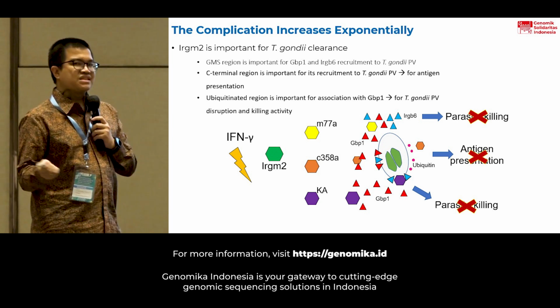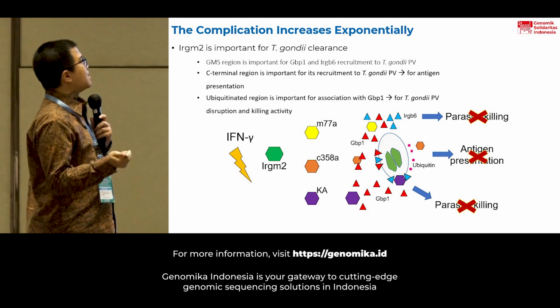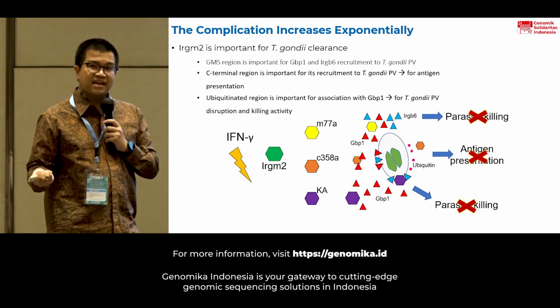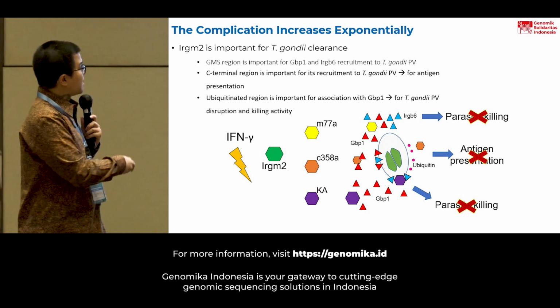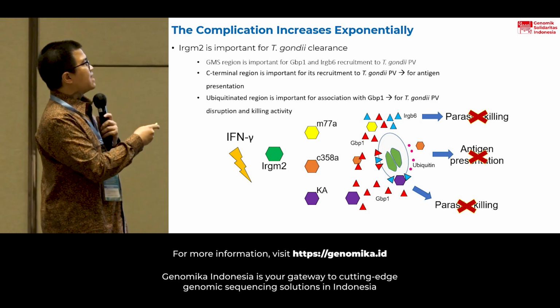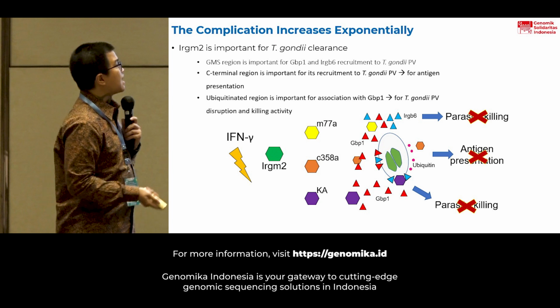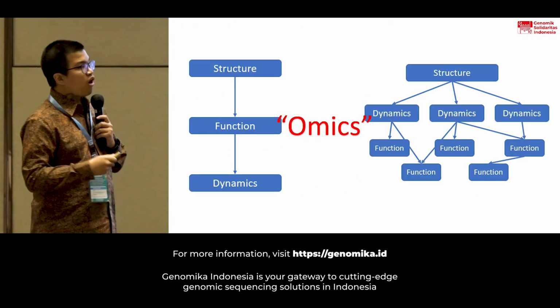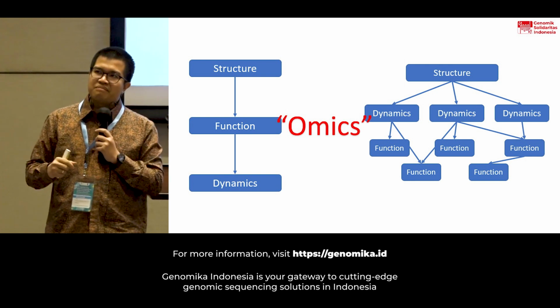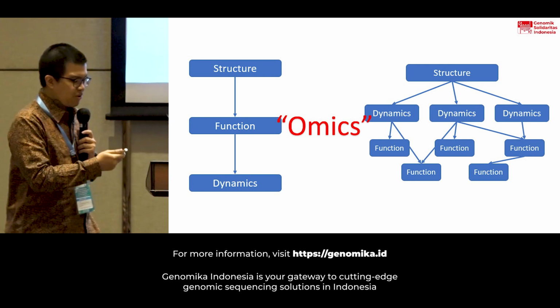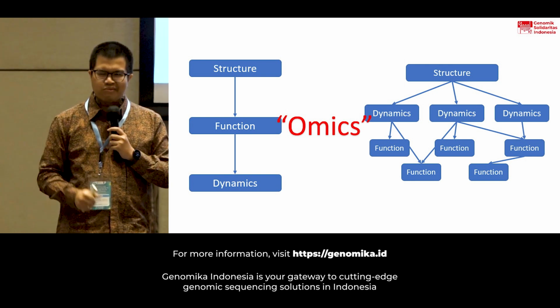One mutation doesn't allow parasite killing. The other mutation still allows killing, but it doesn't allow antigen presentation. The most severe one doesn't allow everything. It doesn't allow antigen presentation, and doesn't allow parasite killing. And all of these kinds of explanations are now being made very trendy by this one term that everybody keeps saying, omics.